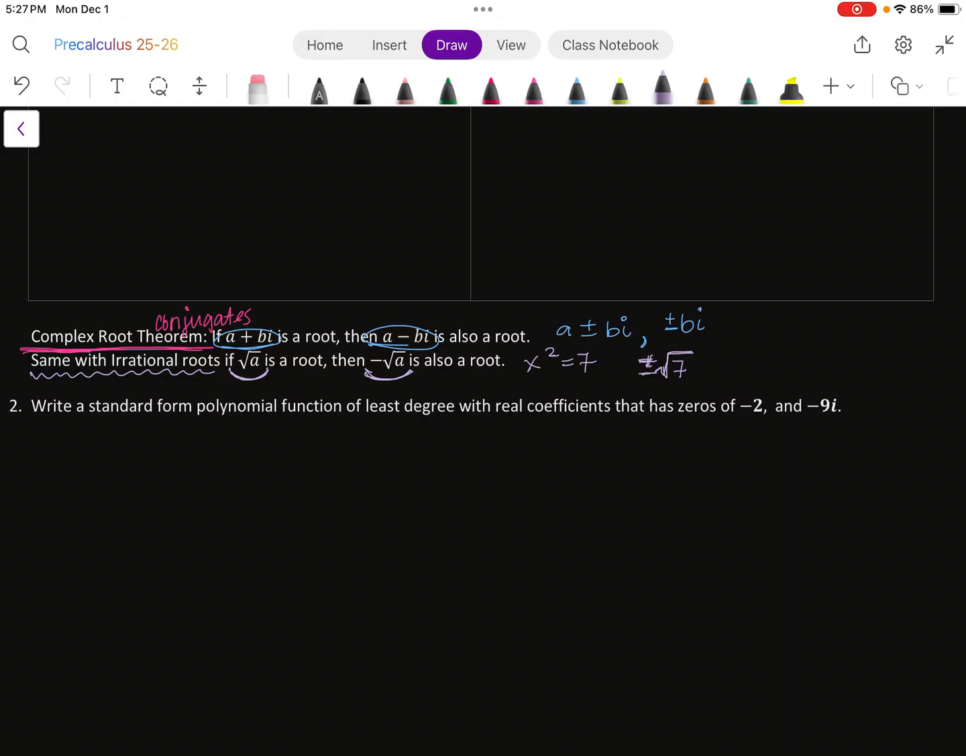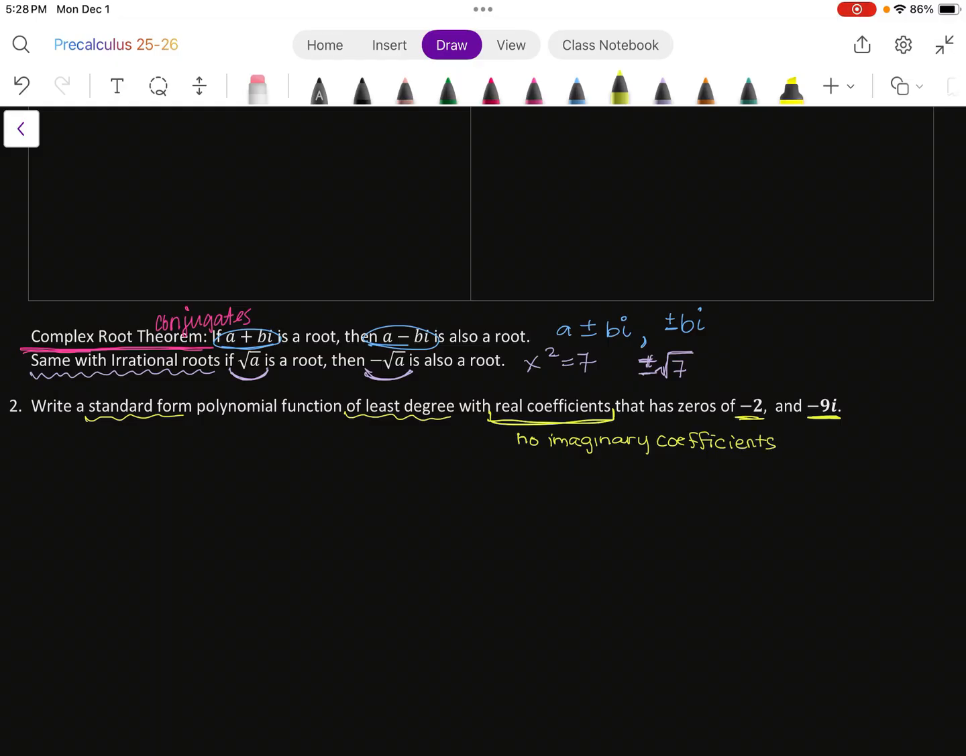All right, write a standard form polynomial function of least degree with real coefficients that has zeros negative 2 and negative 9i. What does this mean, standard form? We should know what that means by now. But of least degree, so right now I have 2 zeros, so I know it's going to be at least a degree of 2. And then real coefficients, that means I don't want any imaginary coefficients. And that would just look funny because we've never seen something like that, right?